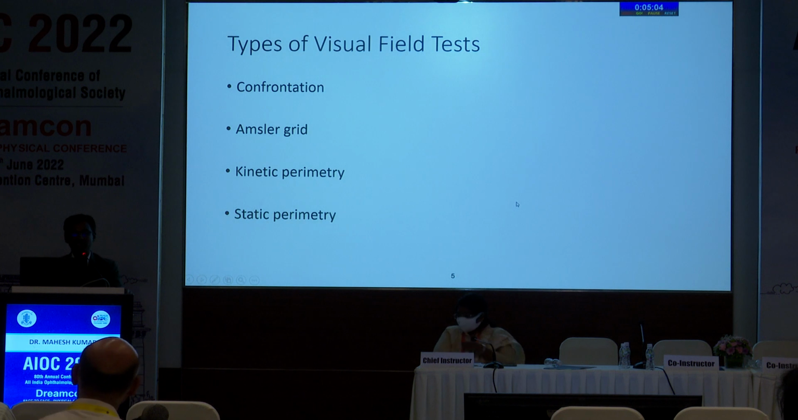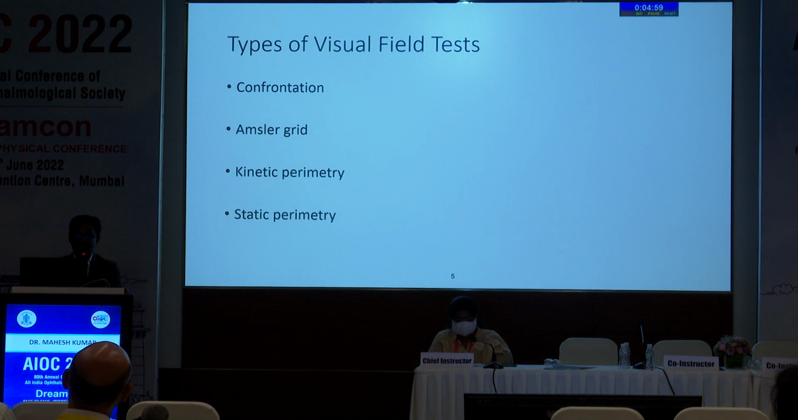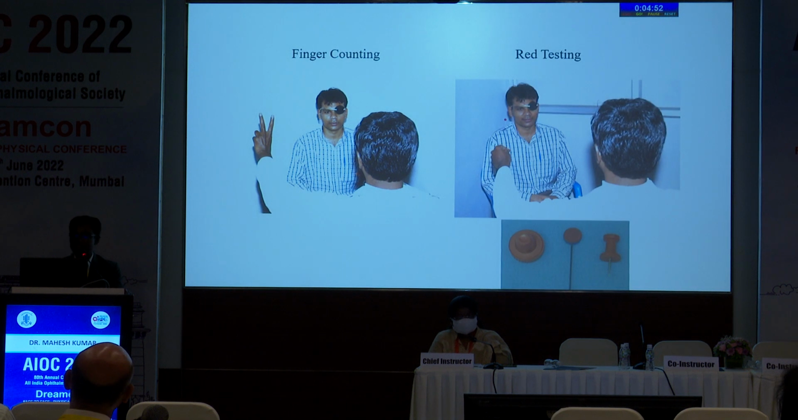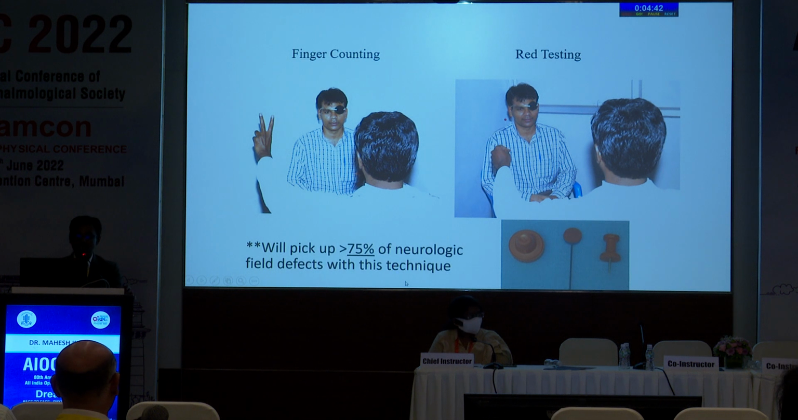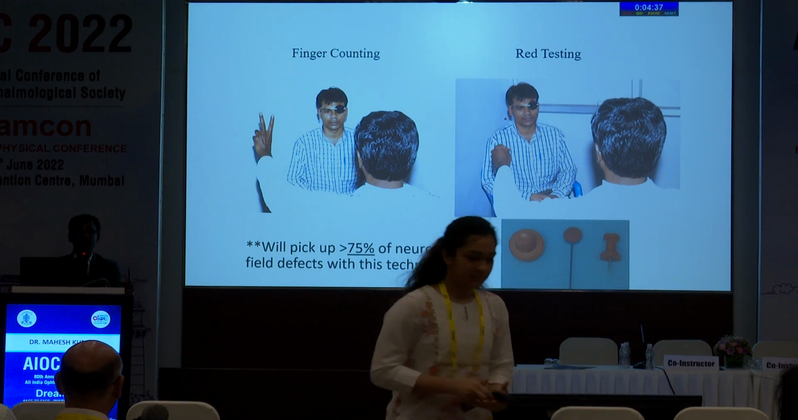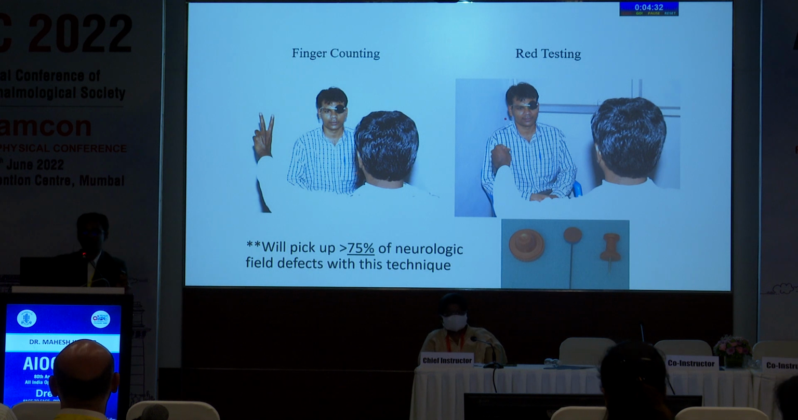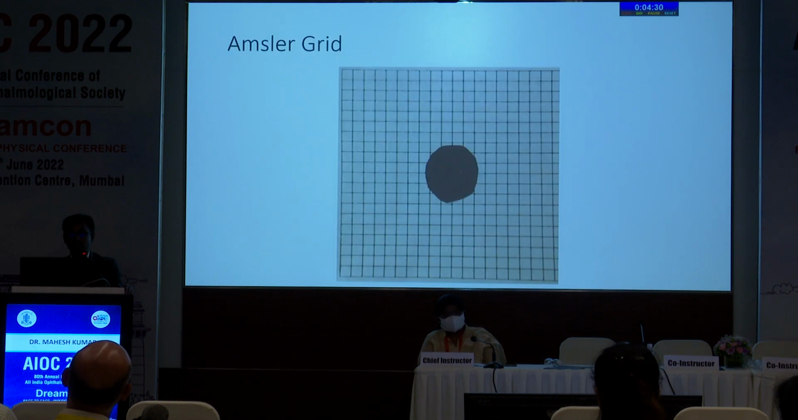Broadly, the types of visual field testing are confrontation field testing, Amsler grid, and kinetic and static perimetry. Confrontation is not to be underestimated: finger counting to the right and left of fixation, and red target testing with specific red color objects, because certain optic nerve functions are very sensitive to red targets. Together with all these tests, confrontation will pick up more than 75% of neurological field defects. So its importance cannot be overemphasized. It's extremely important to do a confrontation field test.